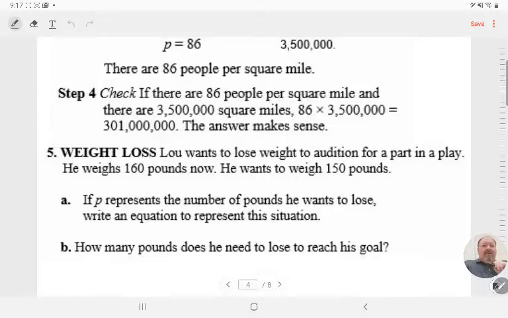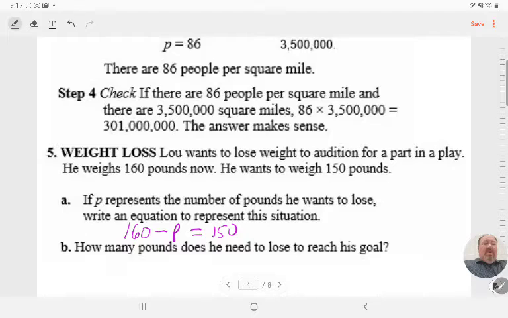All right, let's see how you did. So if P represents the number of pounds he wants to lose, write an equation to represent the situation. Well, I know he weighs now 160 pounds, and then I need to subtract P, how many pounds he wants to lose, because we know how much he wants to weigh of 150 pounds.